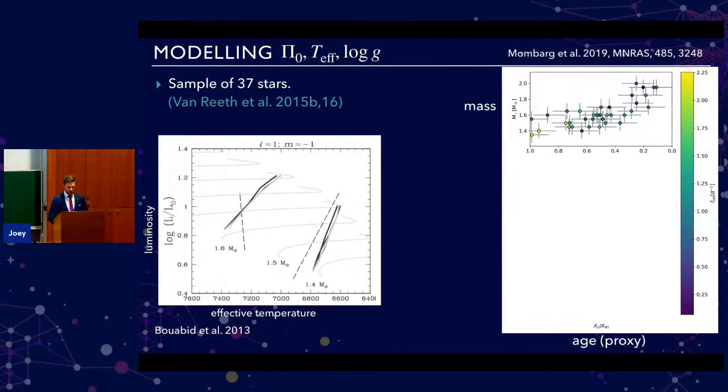So I've done this modeling using this pi naught combined with the effective temperature and surface gravity of a sample of 37 stars. What I'm showing you on the plot on the right is the mass and the age that we find using this method.